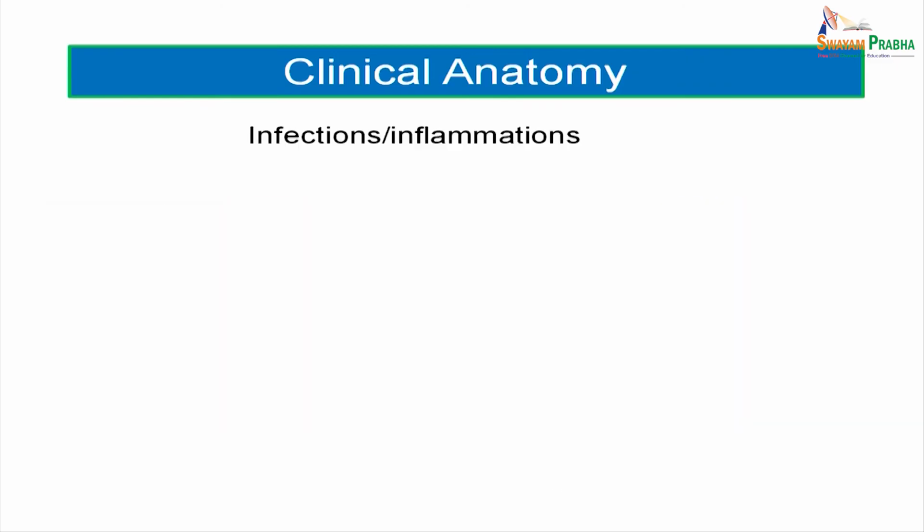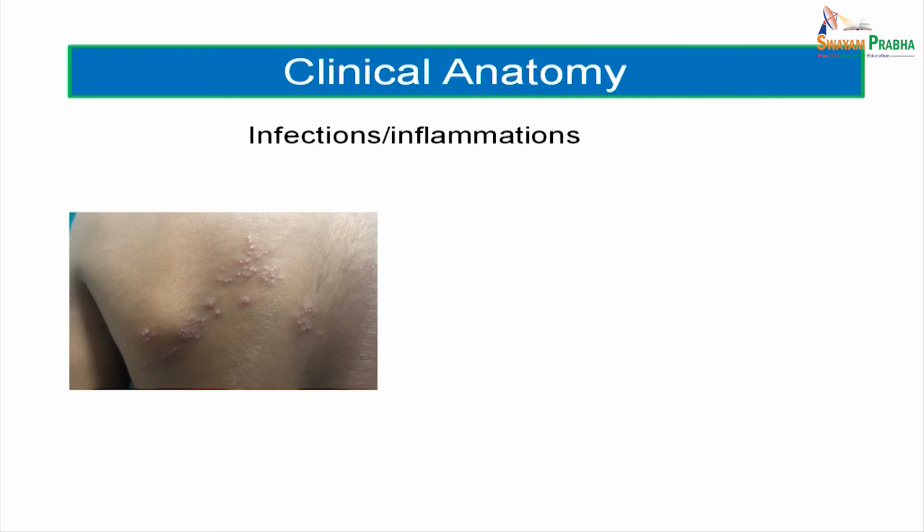The skin can also be involved in certain infections and inflammations. This is a typical example where the skin is infected by shingles or herpes zoster. And like I said, the distribution pattern of this infection is over 2 or 3 adjacent dermatomes. By just looking at the distribution of these lesions, you are able to arrive at a diagnosis that it is shingles.